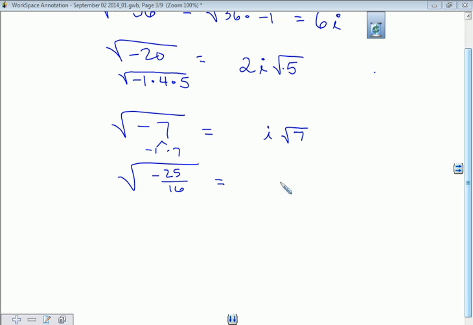All right. So if you hit the mode button, if you look down somewhere in that list, do you see it says a plus bi form? Oh wait, we're doing that.